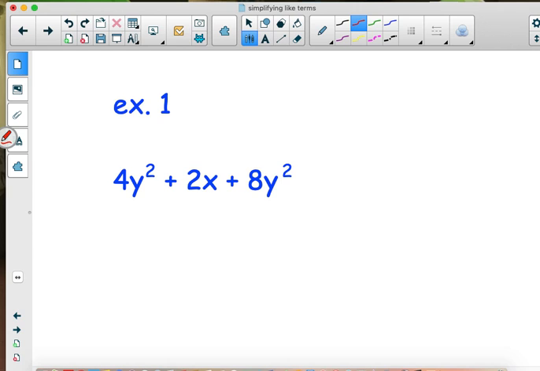Alright, let's come back together. Write this down. Example 1. This is not an equation because it doesn't have an equal sign. This is an expression, and it's 4y squared plus 2x plus 8y squared.